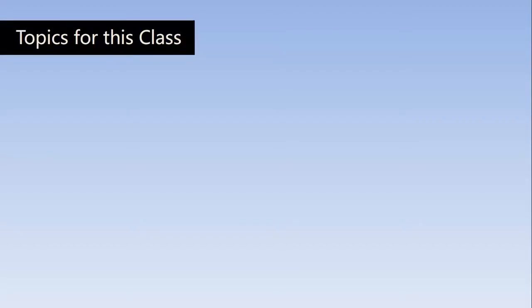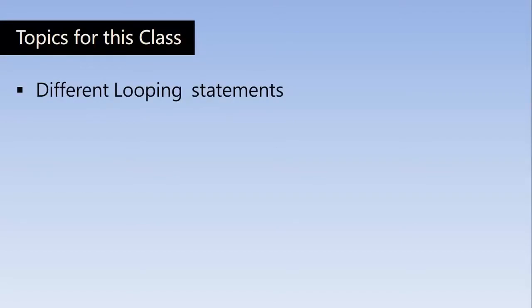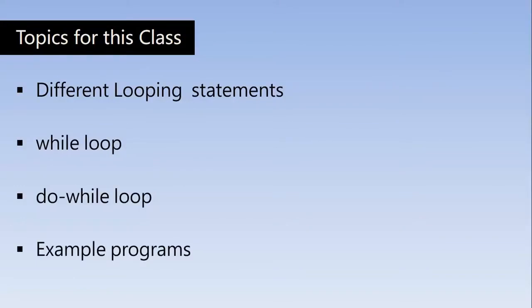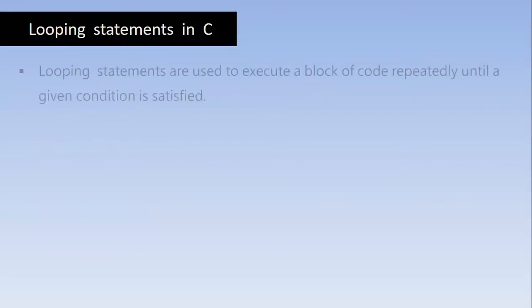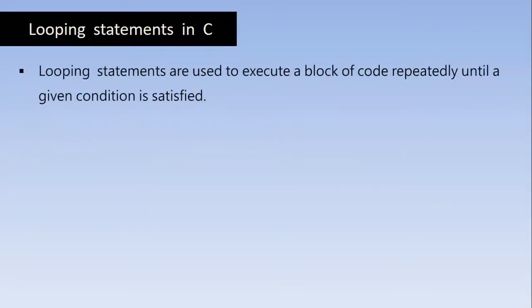And the topics for this class are, we'll be learning the different looping statements: while loop, do while loop, and some example programs to demonstrate them. First, we'll understand what the looping statements present in C language are. Looping statements are used to execute a block of code repeatedly until a given condition is satisfied.